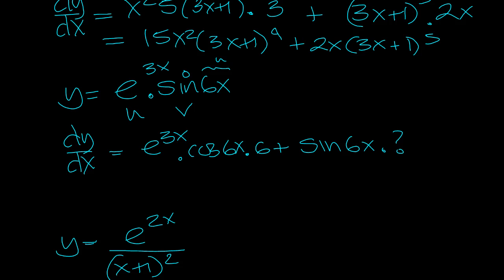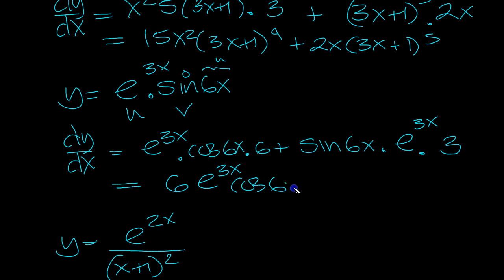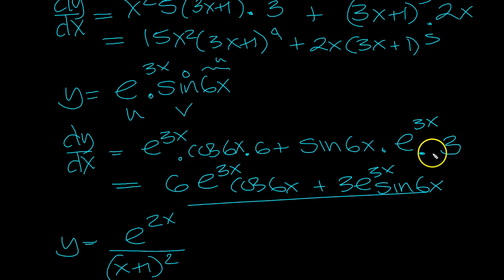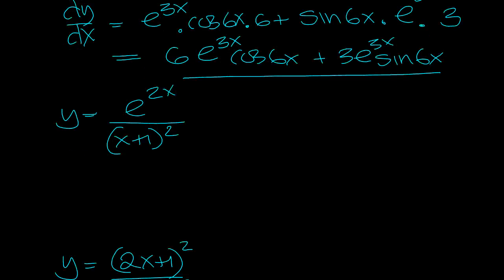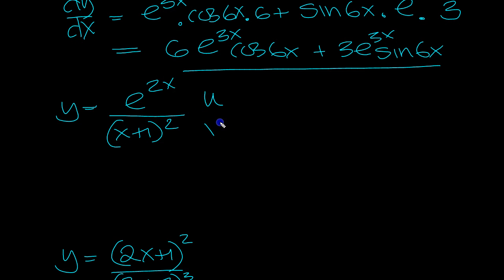e to the something differentiates to e to the something, multiplied by the something differentiated. Okay? So it's 6e to the 3x cos 6x plus 3e to the 3x sine 6x. There we go. Okay, good. Next one. This is a quotient, u over v.